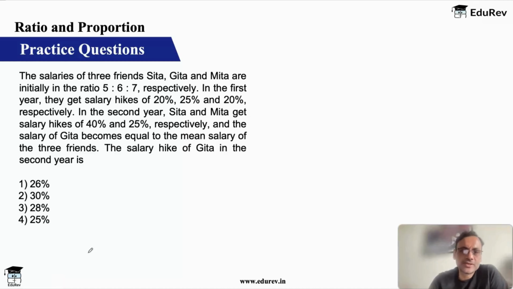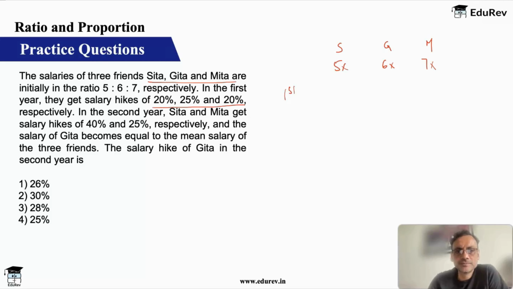Again, this is a CAT question last year. Simple question, if you go through the steps properly. The salaries of 3 friends, Sita, Geeta, Meeta. So we have Sita, Geeta and Meeta. They were in the ratio 5:6:7. So 5x, 6x and 7x. In the first year, they got salary hike of 20, 25 and 20%.